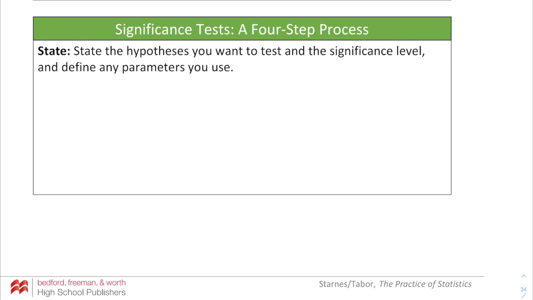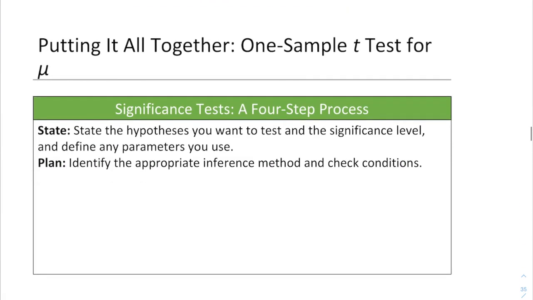All right, so when you're doing the entire thing, remember you have 4 things to do. You have to state your hypothesis and your significance level, and then define the parameter. What does mu stand for? Identify the appropriate inference method and check the conditions. This is where you will say a one sample t-test for population mean.